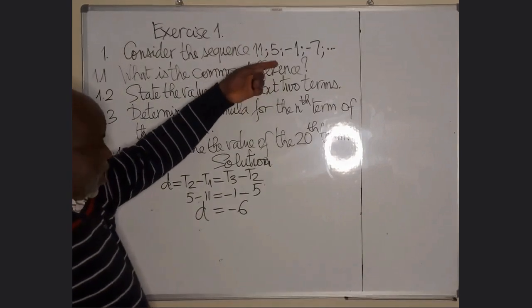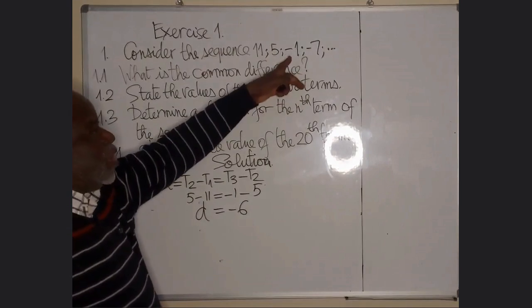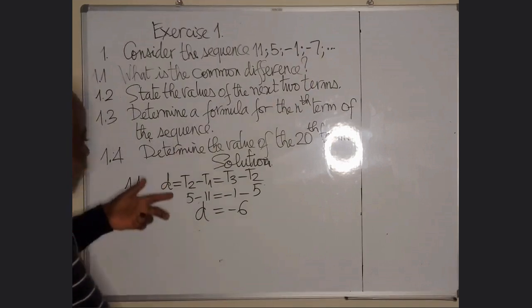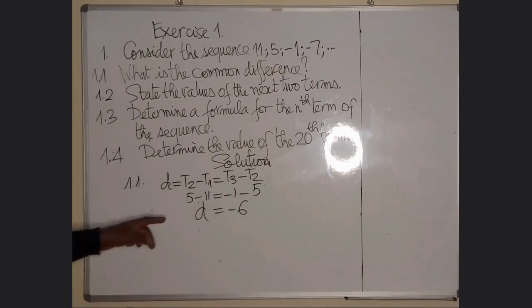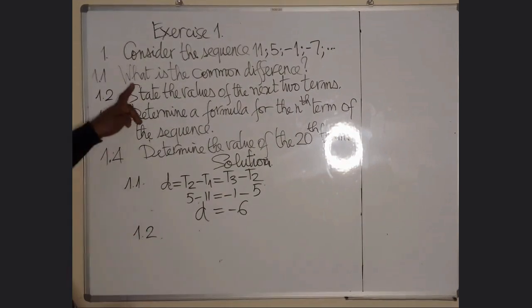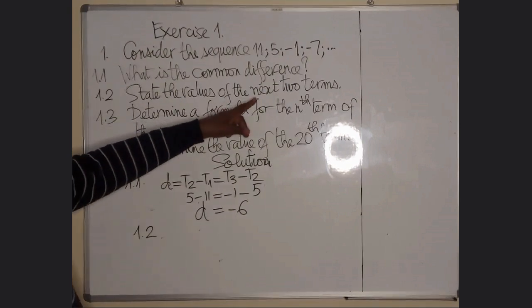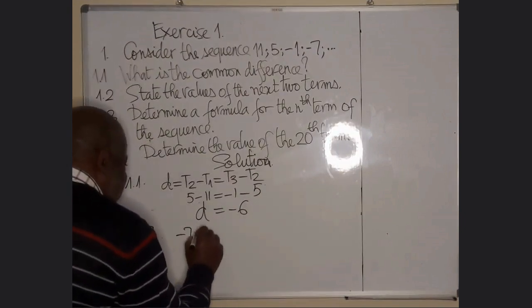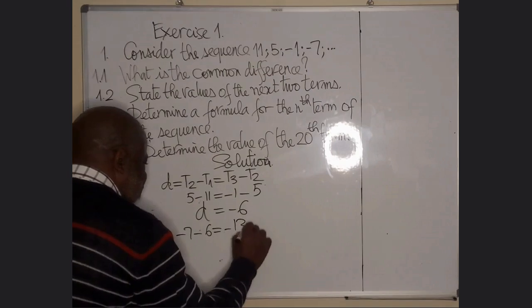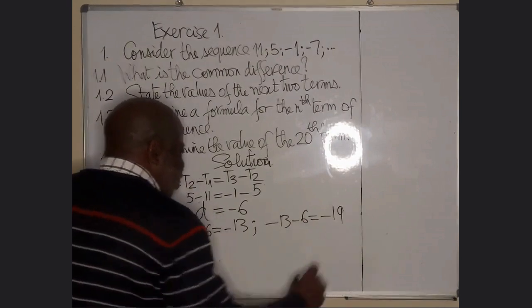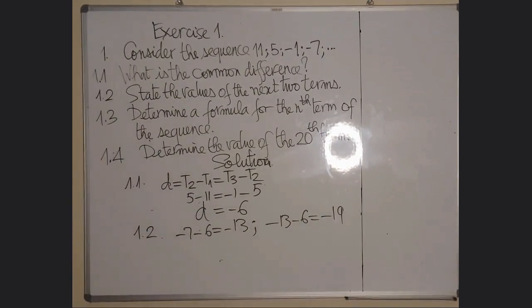11 minus 6, we get 5. 5 minus 6, we get minus 1. And minus 1 minus 6, we get minus 7. So we can see that our common difference is negative 6. 1.2, state the values of the next two terms. The next term will be after negative 7. Negative 7 minus 6, we get negative 13. And the next one will be negative 13 minus 6, then we get negative 19. That is question 1.2.